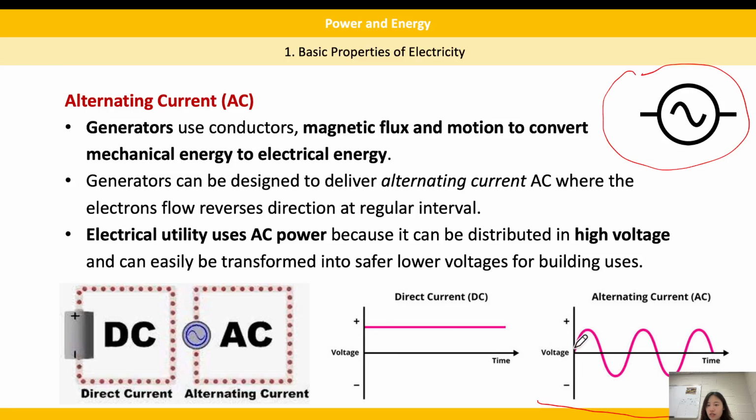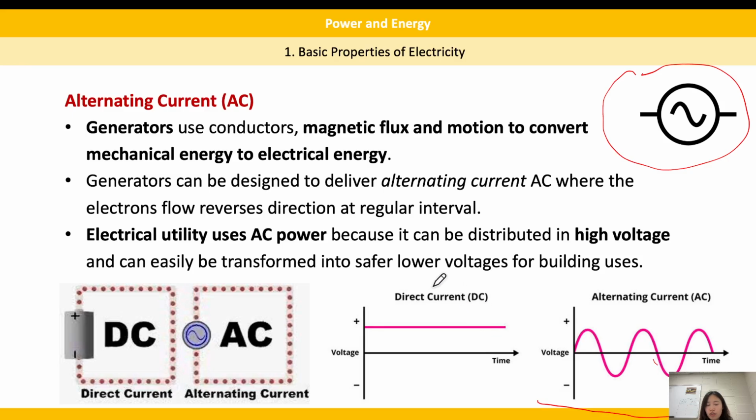With time, the direction changes. The angle changes, and it goes positive, then goes down to 0, to negative, then to 0, and positive again. So the direction always changes with time. But for direct current, it is stable, with just one direction over time. So this is the difference between direct current and alternating current.